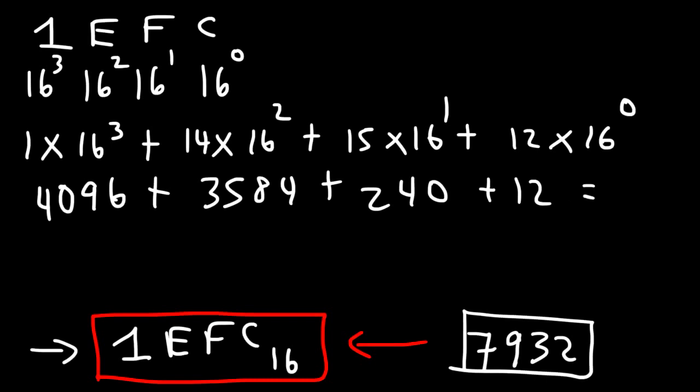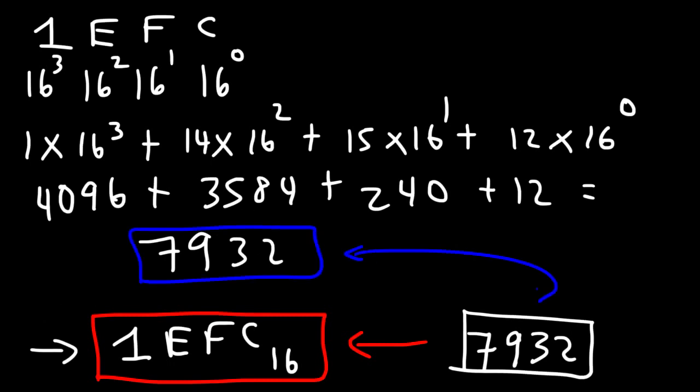So now let's add up 4,096, 3,584, 240, and 12. And so this will give us the same answer, 7,932. So that's how you can check your work, which means that this indeed is the right answer.